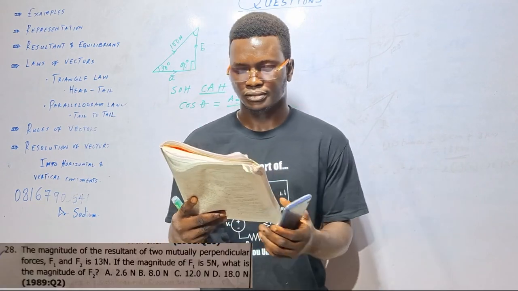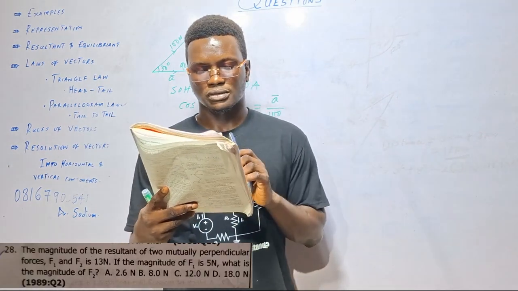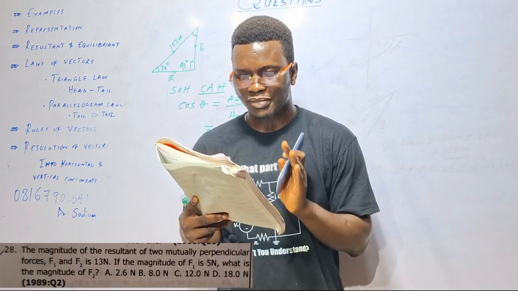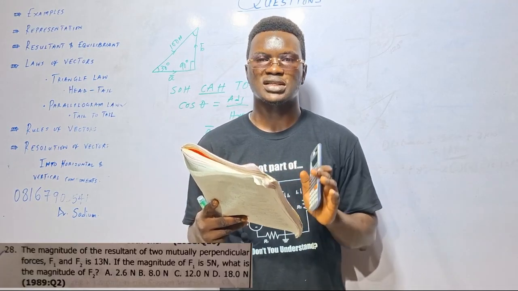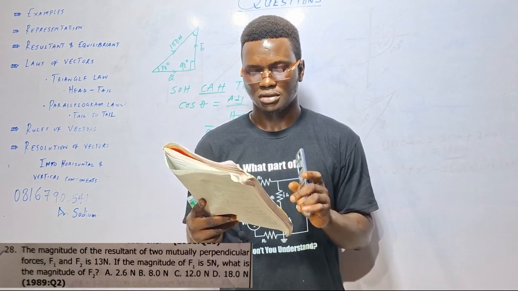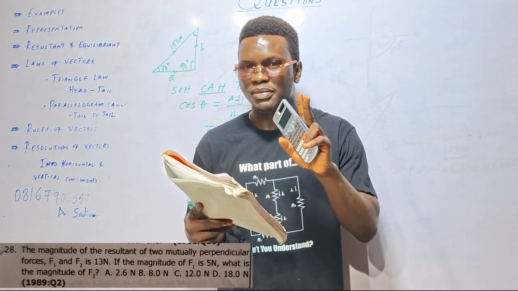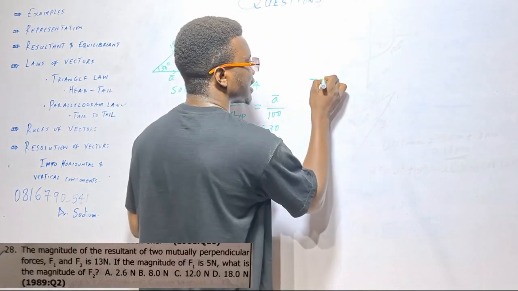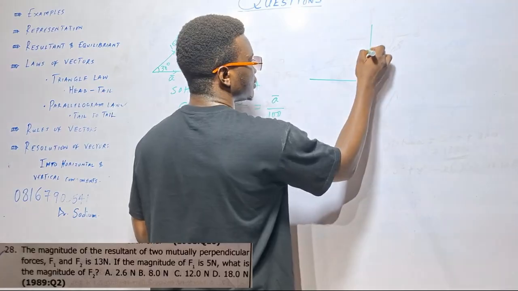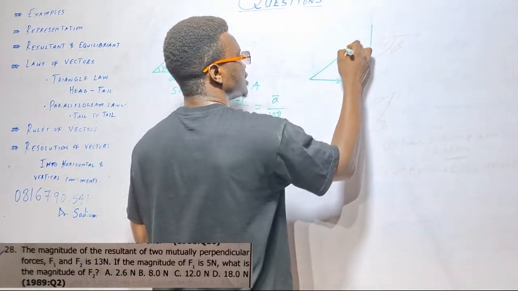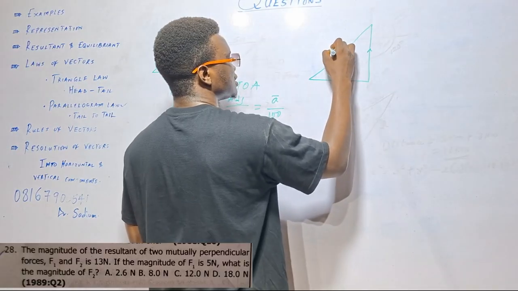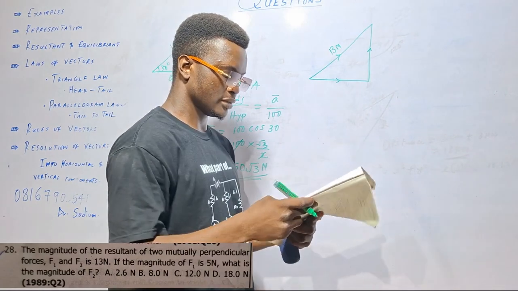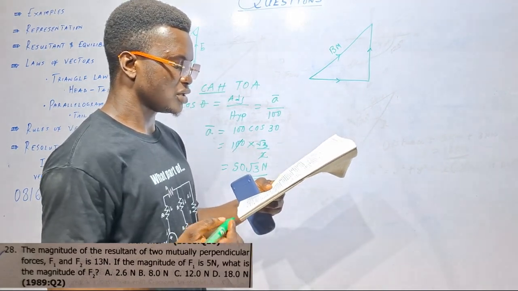So the next question says that the magnitude of the resultant of two mutually perpendicular forces F1 and F2 is 13 Newton. If the magnitude of F1 is 5 Newton, what is the magnitude of F2? Two mutually perpendicular forces means they are at an angle of 90 degrees to each other. So let's say those are the two forces at 90 degrees to each other, moving head to tail, so their resultant will be from the start to the finish line. The resultant is 13 Newton, and that's what we have been given.